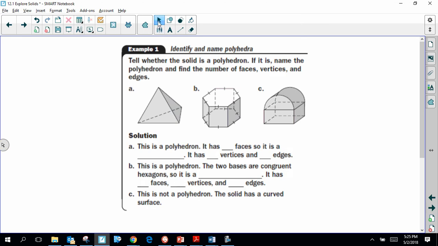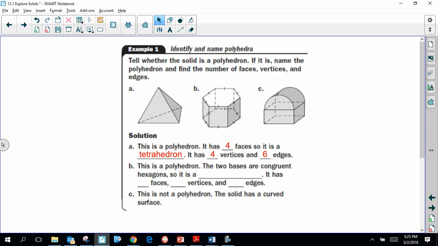So the first one on the left, figure A, that is a polyhedron because it's made up of nothing but polygons. It has four faces, so that is going to be called a tetrahedron. It also has four vertices, and here we're going to have six edges.